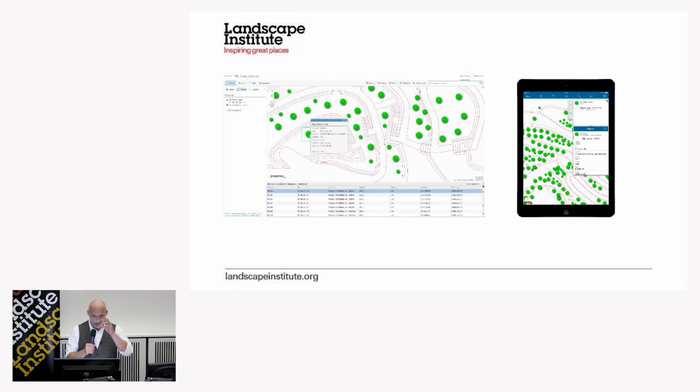And the final bit is we're also going to be using this single data set to monitor the works on site. So we've hooked it up to a web app, which is linked to a handheld device. As plants are planted on site, we can monitor that the right plant has been planted and it's in the right place. And if it's not, it can be recorded on the handheld and sent back to the online app, which will automatically update the single source of data.